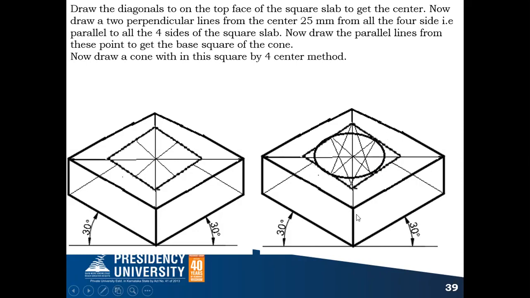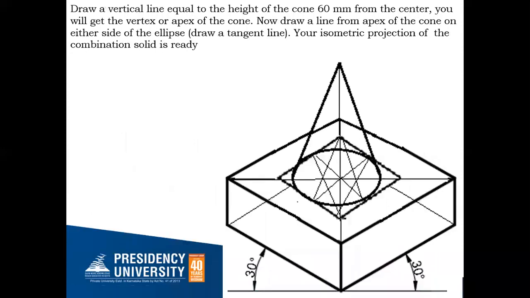After getting this ellipse, the base of your cone is ready now. So from the center, what is the height of the cone which is given? 60 millimeter, right? You draw a vertical line from the center equal to isometric 60, the height of the cone, like this. Next, let me show you in the next slide. You can see from this center, you draw a vertical line equal to the isometric height of the cone, that is 60 millimeter, isometric 60. So this is the vertex or the apex of your cone.